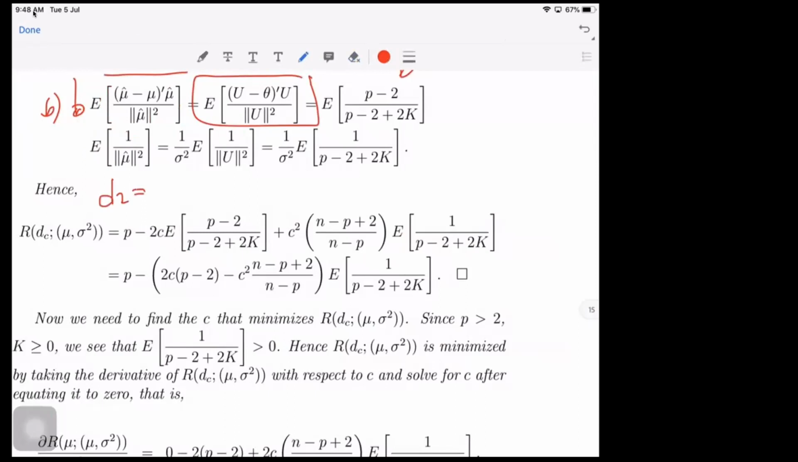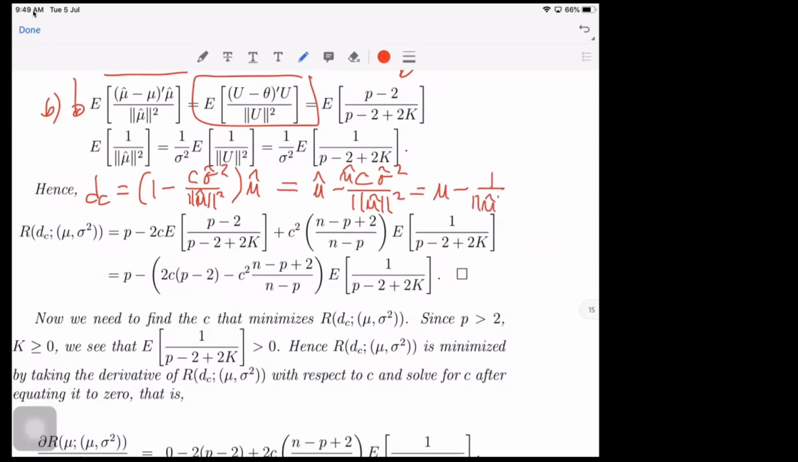So our DC is mu, our DC is 1 minus C sigma hat square over the norm of square mu, no? But this is equal to mu hat minus C mu hat sigma squared over square of mu hat. And you can write this as mu minus 1 over mu hat square times mu hat C sigma squared. Okay?